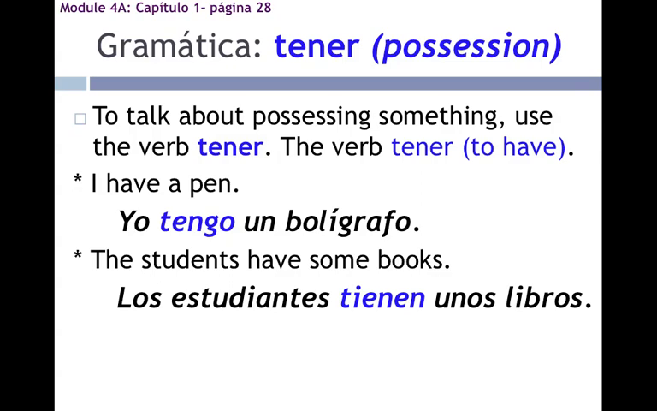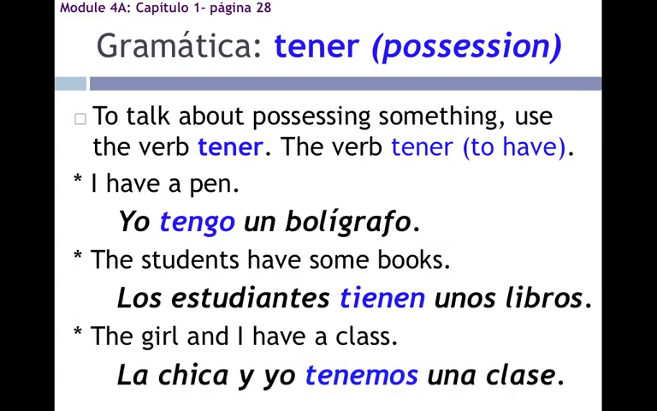Last one, you need to do the same type of thing. The girl and I have a class. Think of how you would say the girl and I. What could you replace the girl and I with to help guide you toward which form of tener to use? La chica y yo tenemos una clase. If you remember anything that has y yo, nosotros. Anybody and I, that becomes we. Y yo, nosotros. A little trick to help you to remember.